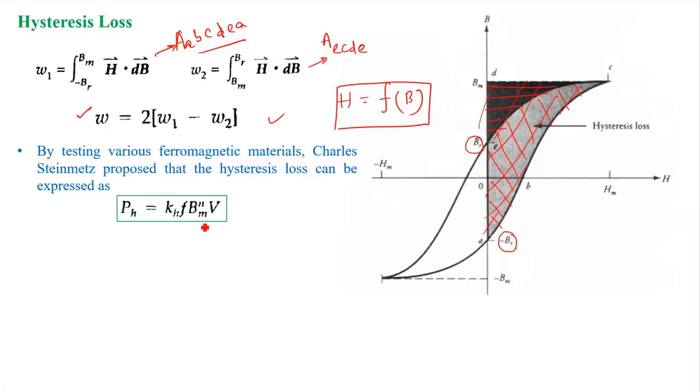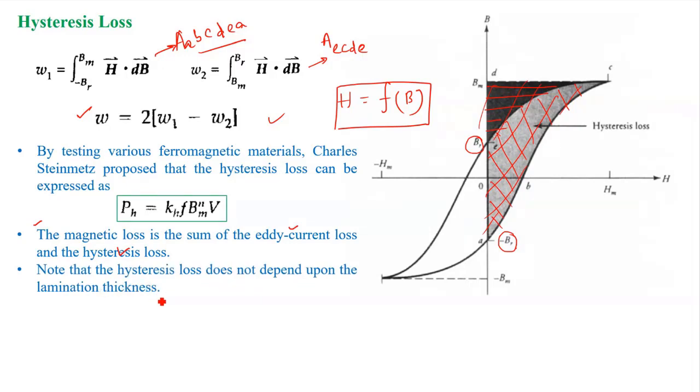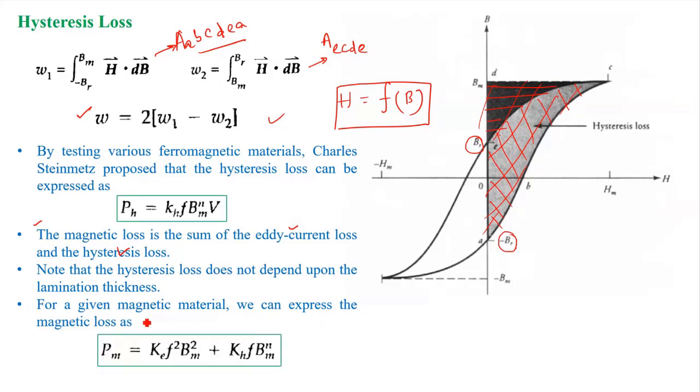to Kh f Bm to the power n V, right? So the total magnetic loss I can say is the sum of the eddy current loss and the hysteresis loss. Note that the hysteresis loss doesn't depend upon the lamination thickness, but the eddy current loss depends. So for a given magnetic material, we can express the total magnetic loss as K f square Bm square plus Kh f Bm to the power n.